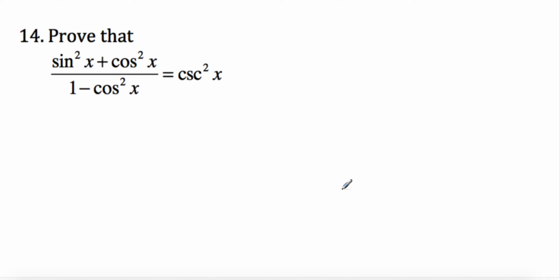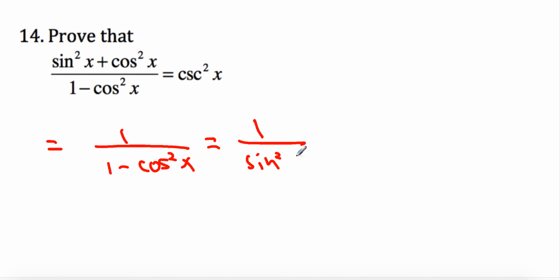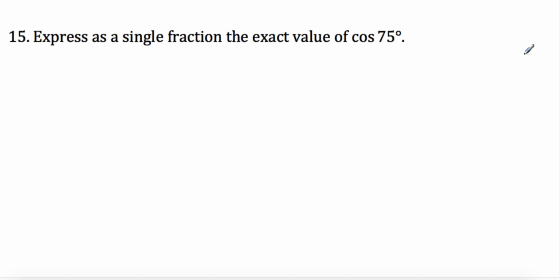Alright, let's look at number 14. When you look through this one, you can see that sine squared plus cosine squared is equal to 1. So I can rewrite this one as 1 over 1 minus cosine squared x. But we know that 1 minus cosine squared is equal to sine squared x. Now, 1 over sine squared x is equal to cosecant squared of x. So that's it.